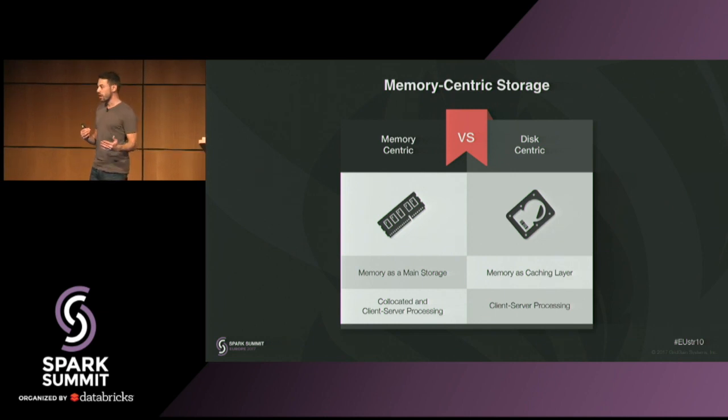The difference with memory-centric is that it's memory first, right? And we use memory not only for storing, but actually processing the data. And what this opens up is the processing capability of what we call co-located processing. So what I just mentioned, processing the data as close to the source as possible and not having this client-server mode.